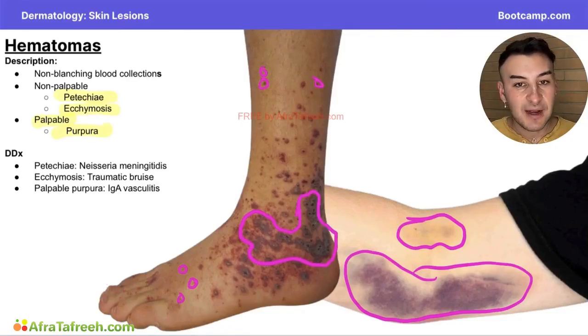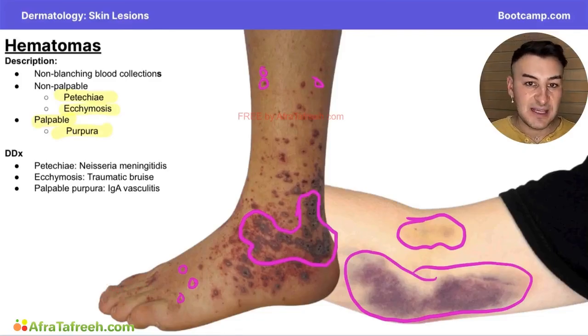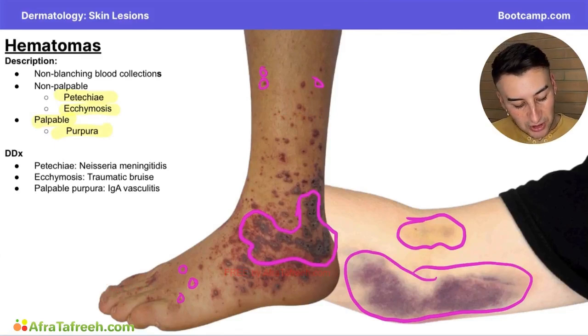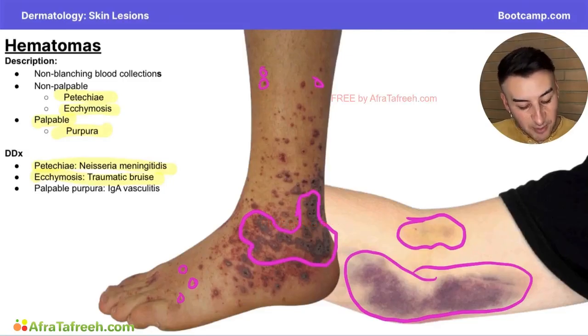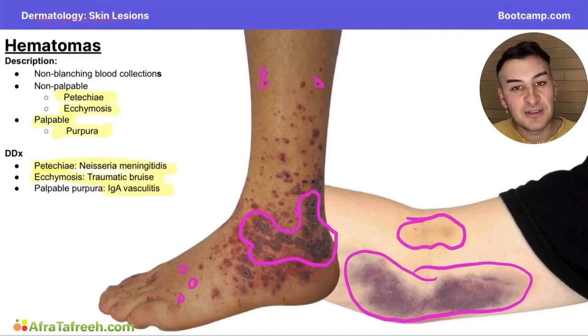There are a variety of diseases that can cause petechiae, purpura, ecchymoses, and anything in between. So let's just go over a few. A classic cause of petechiae is going to be Neisseria meningitidis. A classic cause of ecchymoses is a traumatic bruise like we saw here. And then classically the vasculitides can cause palpable purpura. A good example is IgA vasculitis. So be on the lookout for broad differentials associated with purpura, petechiae, and ecchymoses.